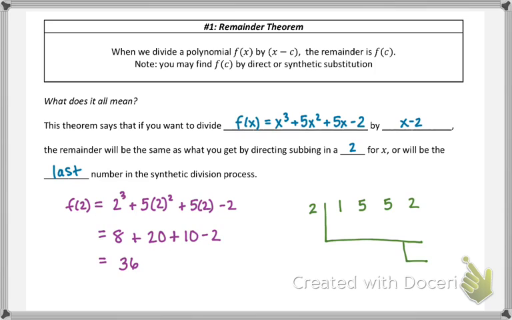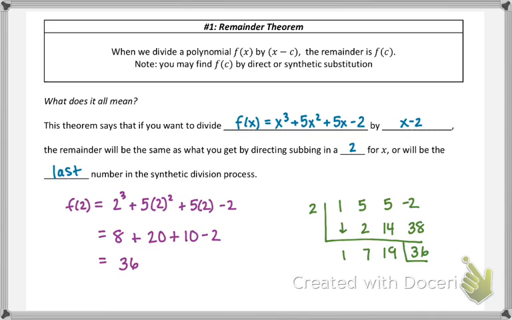Let's see if the remainder is the same using the remainder theorem. So 1 times 2 is 2. That's 7. Times 2 is 14. That's 19. And oops, I missed a negative 2 here. Should have been a negative 2. So that's going to give me 38 and then 36.